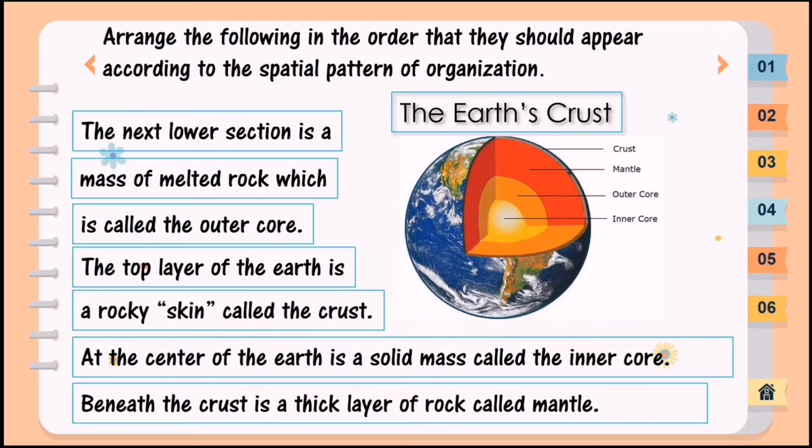We have an example here. You are going to arrange the following in the order that they should appear according to the spatial pattern of organization. The words here are jumbled, so you are going to arrange them. We have here the Earth's crust. The next lower section is a mass of melted rock, which is called the outer core. The top layer of the Earth is a rocky skin called crust. At the center of the Earth is a solid mass called the inner core. Beneath the crust is a thick layer of rock called mantle.